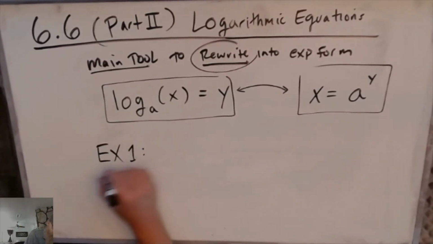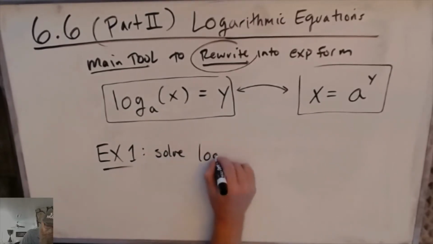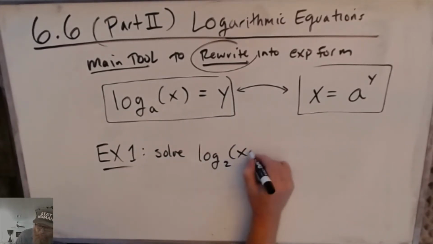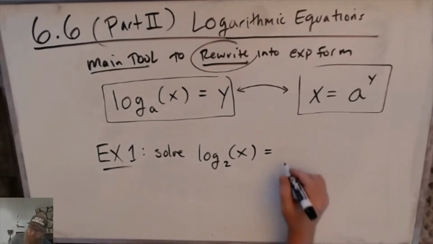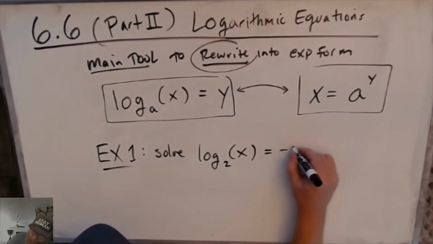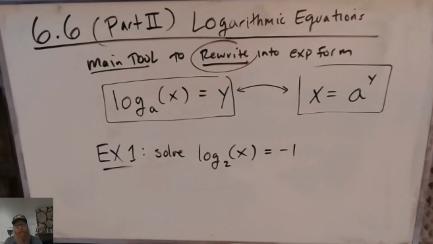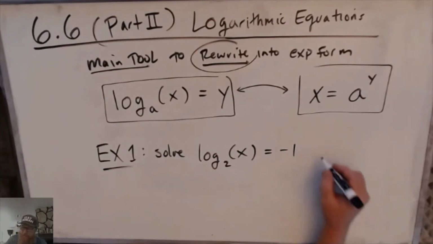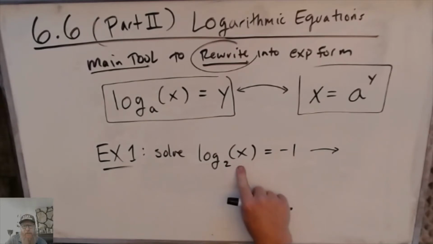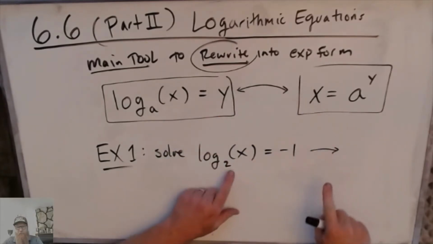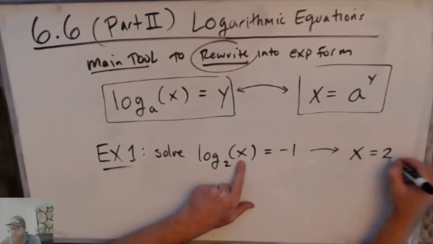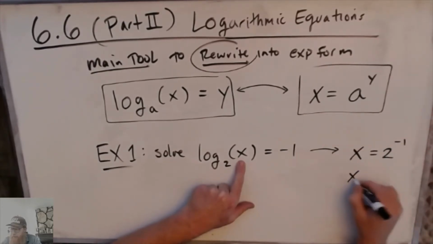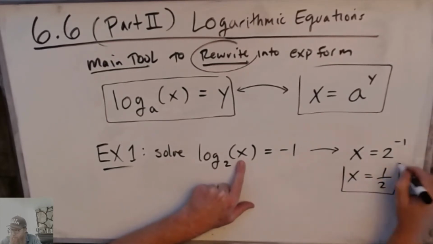Example 1. Solve log base 2 of x is -1. And what does that mean x is? Well, just use this idea. Your base is 2. Your argument is x. And so x would be 2 to the -1, which you would write as 1/2.